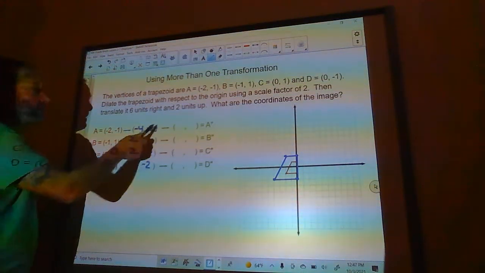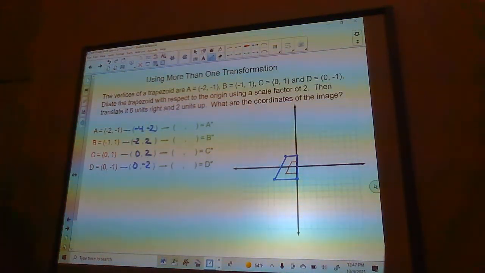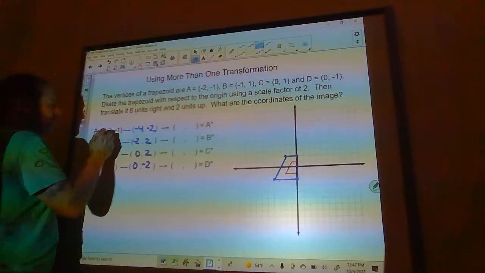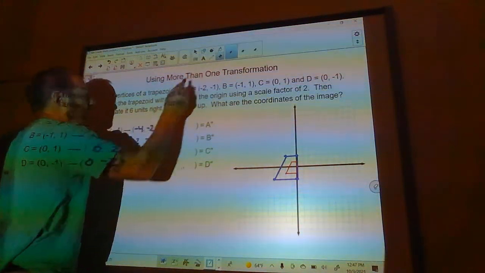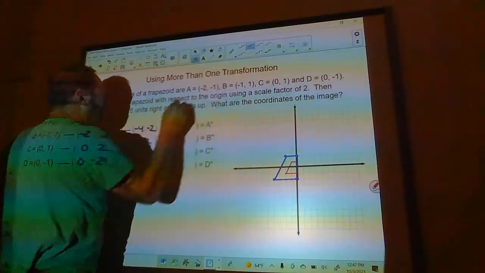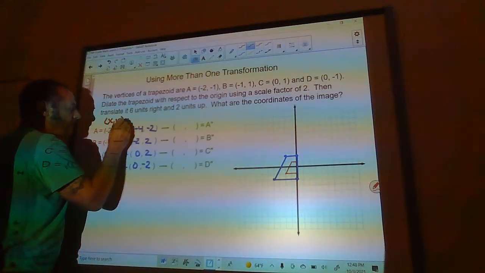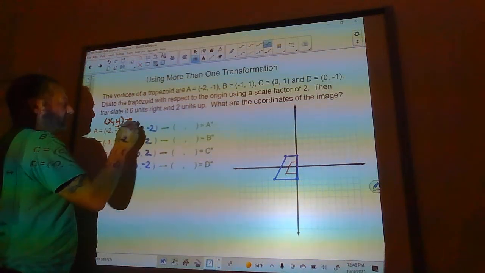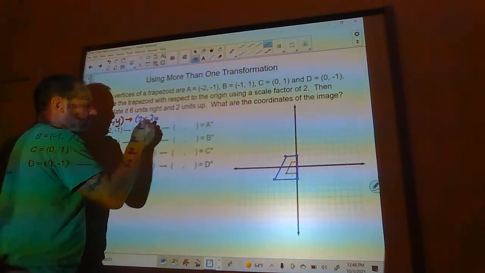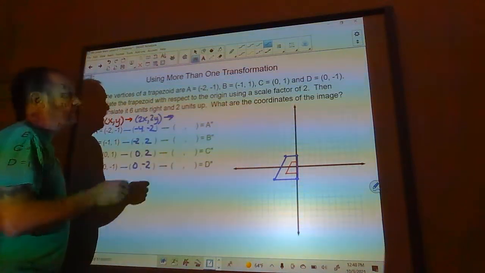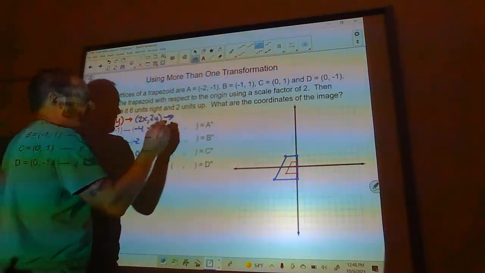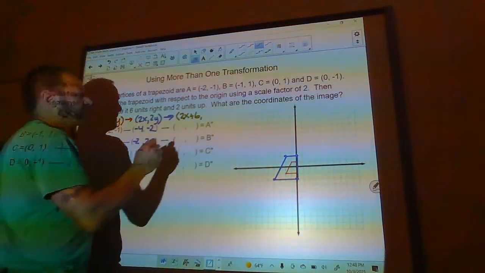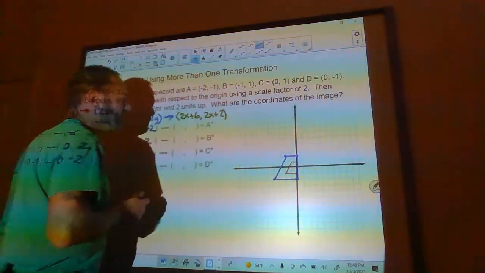Now we're going to take these and we're going to translate it 6 units right and 2 units up. So what is that going to do? Well, this one took XY, should have probably written this out, this one took XY and transformed it to, let's see, it was a scale factor of 2, so it took it to 2x, 2y, and then that is going to be 6 units right, so that's going to be 2x plus 6, and 2 units up, so that's going to be 2y plus 2.